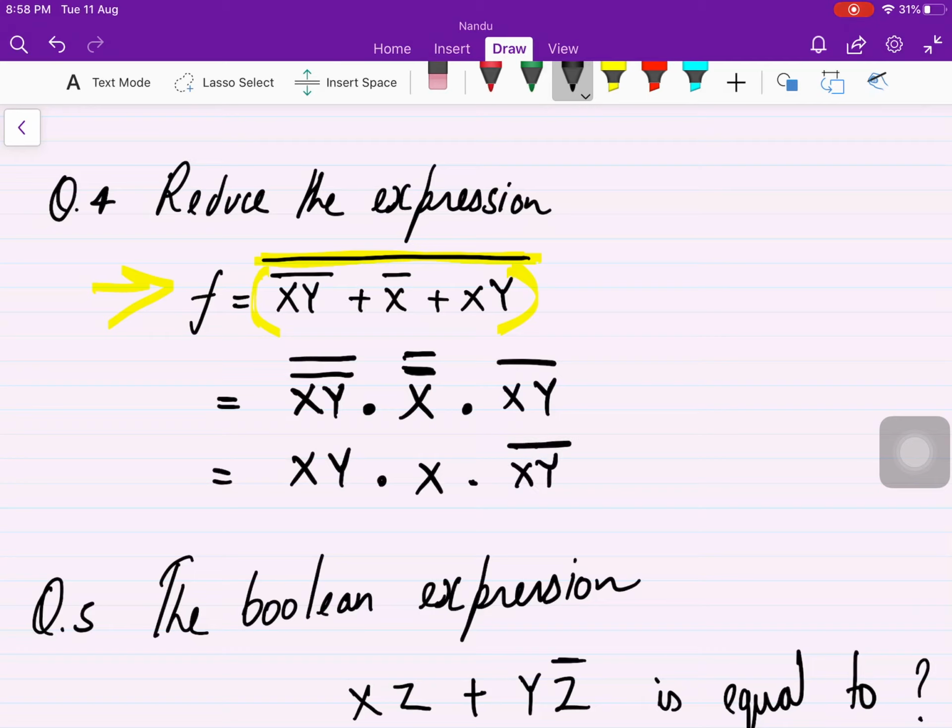Here you will notice that xy and xy bar are there. Suppose xy was 1, then xy bar will become 0, correct? So it's 1 and here 0, and all multiplication is there. Anything multiplied by 0 will give me 0. So the answer is 0.